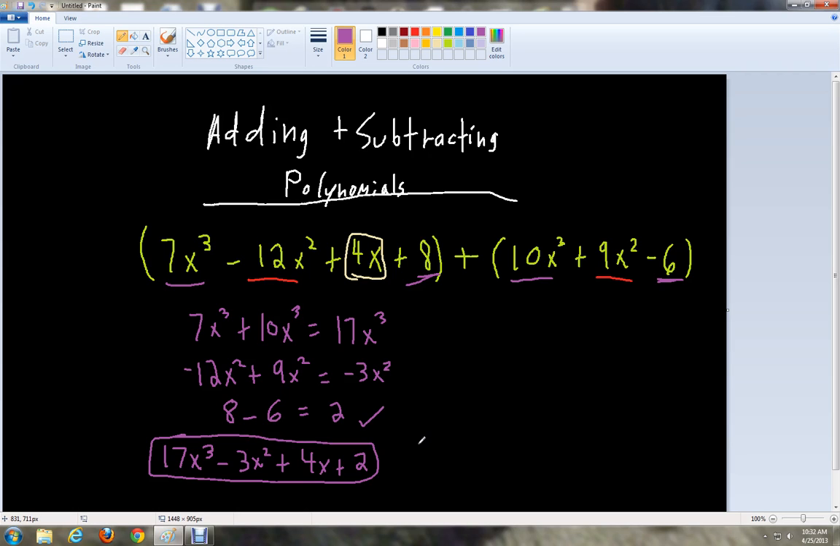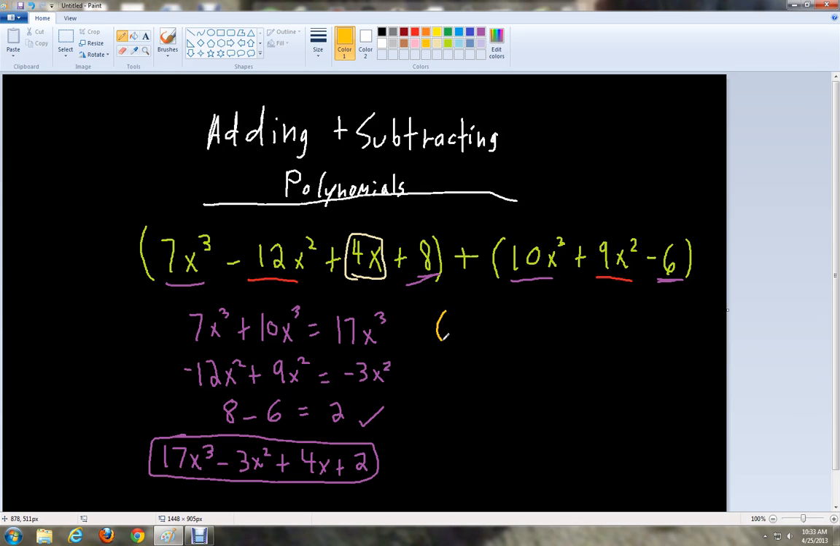Okay. So that's an example of adding polynomials. Now, for subtracting polynomials, it's very similar. And there is a little difference. But let's look at an example.